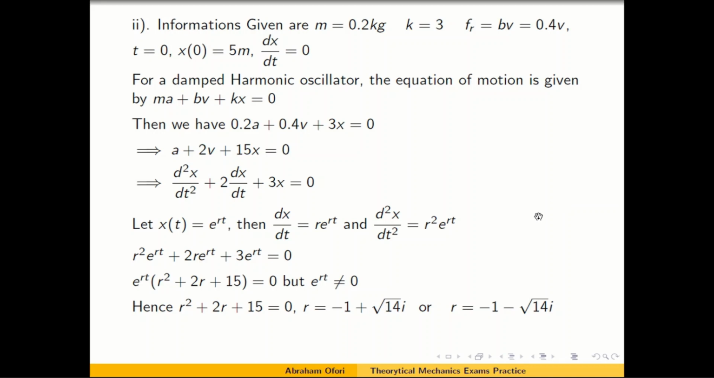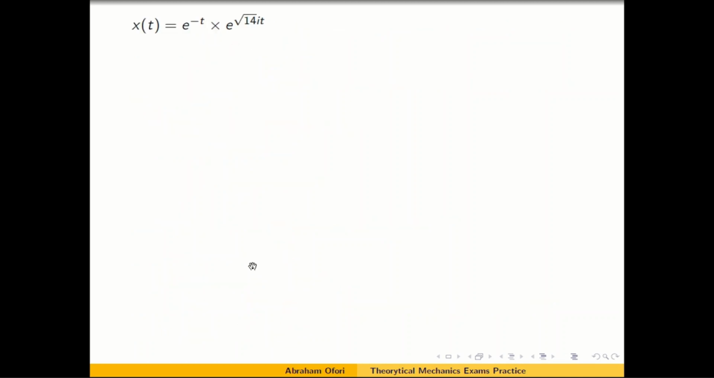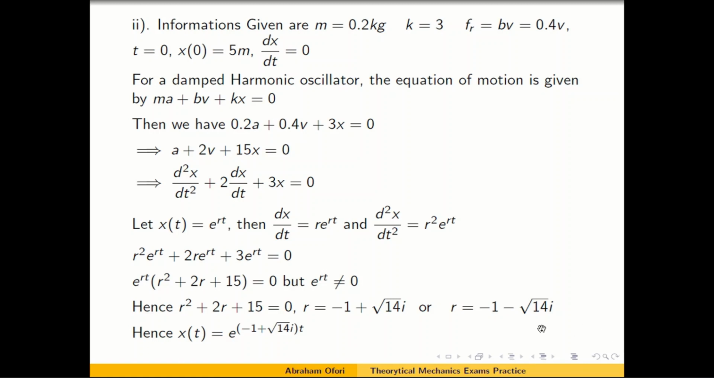What do we do? We know that x of t is equal to e to the power rt, so we put whatever r is here. Someone will ask, why are you choosing only the positive side? This shows us that once you give us a complex number, the solutions are indeed sine and cos, and so we just choose one of them and use it to work.